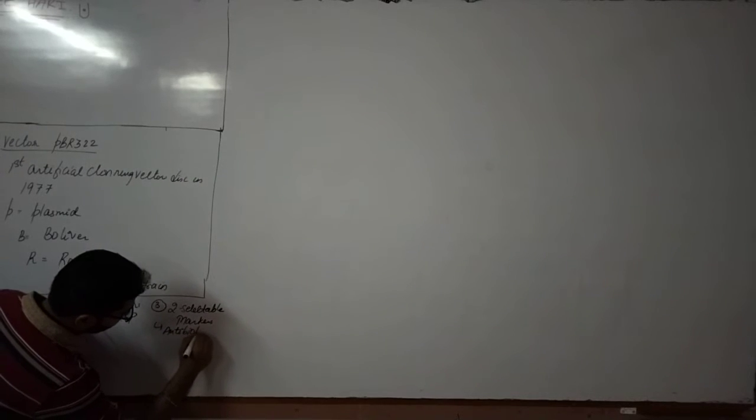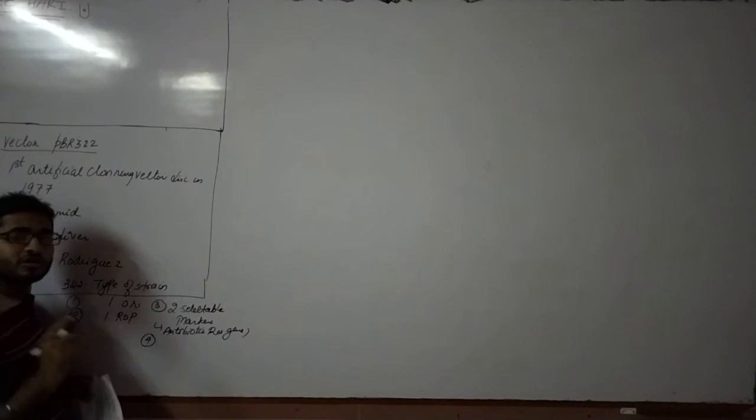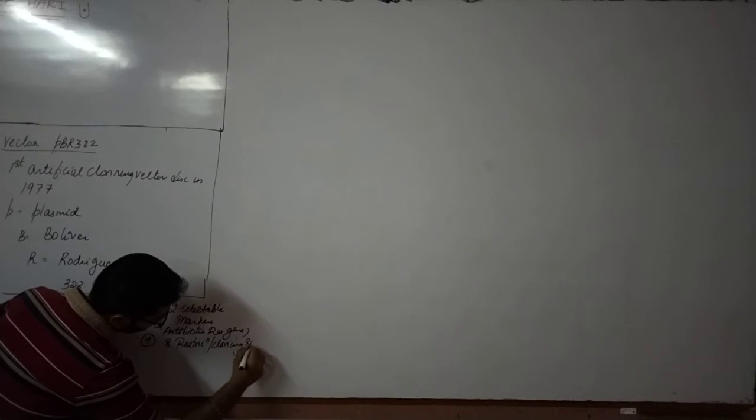This pBR322 has one origin of replication site. Apart from this, it also has one ROP site, that is the protein of replication. Other than that, pBR322 has two selectable markers, which are antibiotic resistance genes only, and a total of 8 restriction or cloning sites.